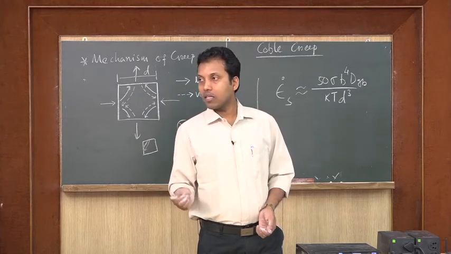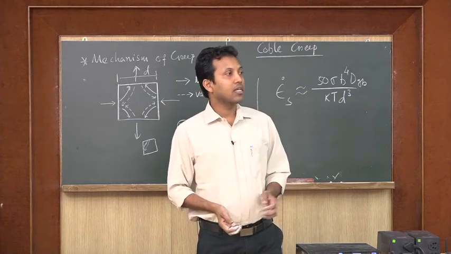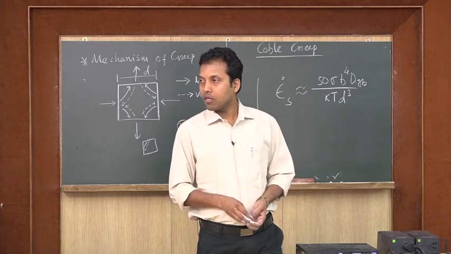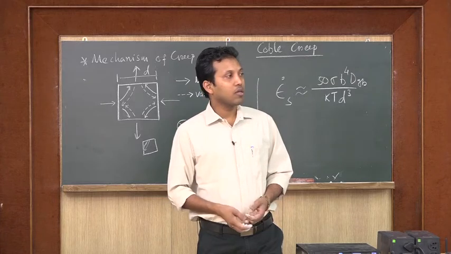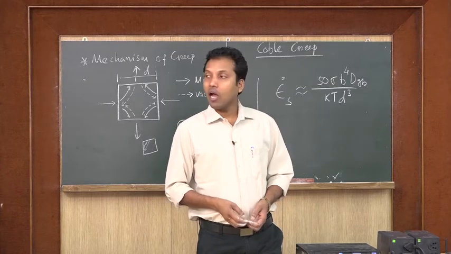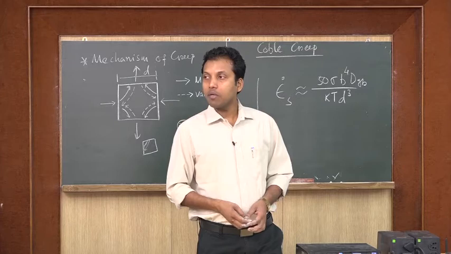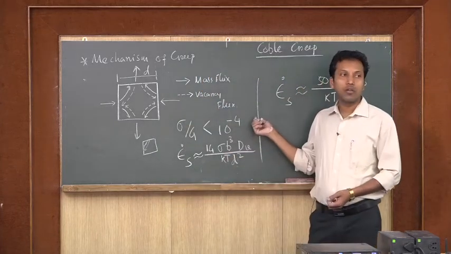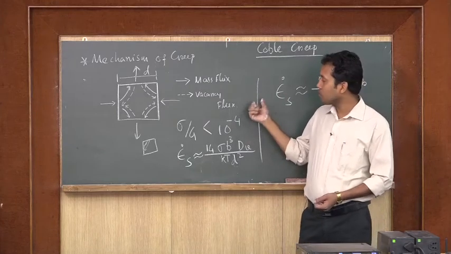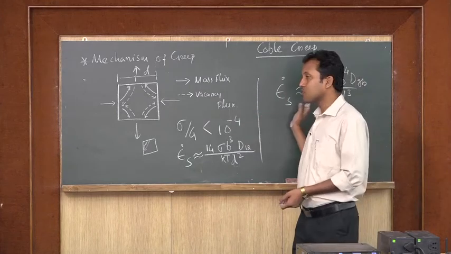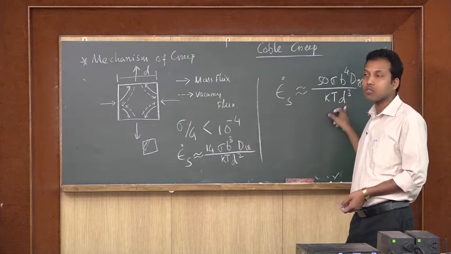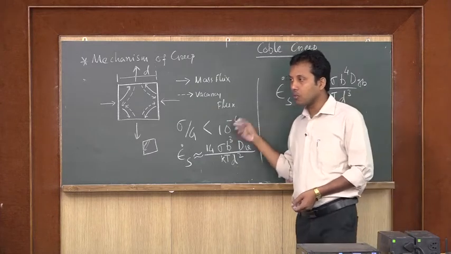If I have a small grain, then the number of grain boundaries will be more, and the grain boundary volume will be more, because a smaller grain has a higher volume of grain boundary. So, as Coble creep is associated with diffusion through the grain boundary, the dependence on d is much more pronounced in the case of Coble creep.